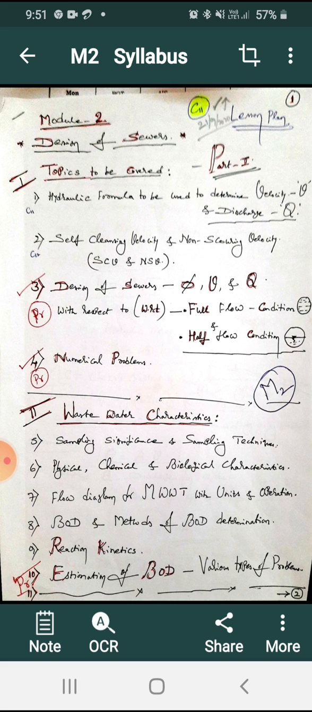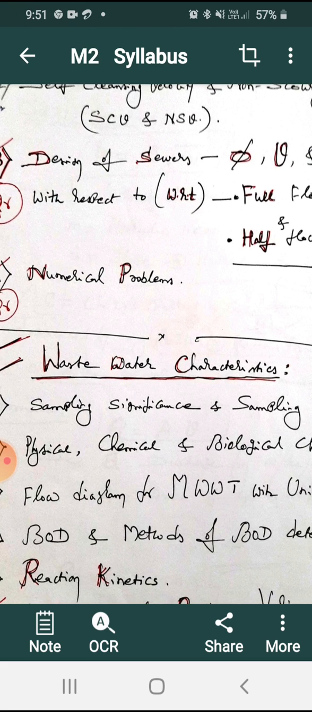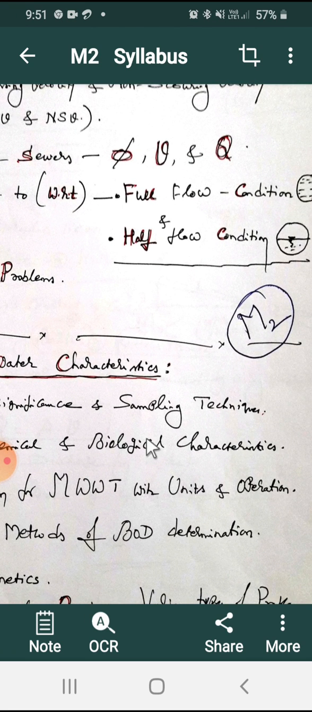Today I'm going to explain briefly. In the last class, we discussed the characteristics of wastewater, its quality, and how to analyze it. We studied the physical, chemical, and biological characteristics of wastewater, along with how to sample, how to bring the sample of wastewater, what its significance is, and the sampling techniques.